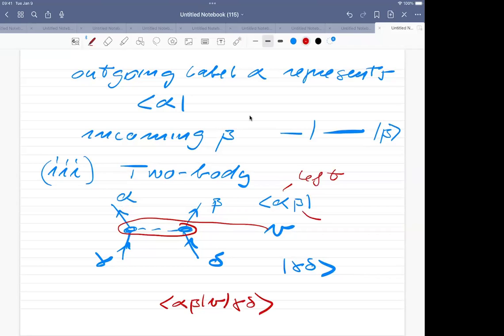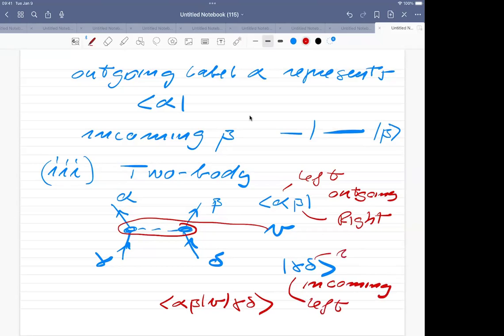So this is beta, and then beta is the right term in the diagram. So this is the outgoing state. And this is the incoming. And again, you see that gamma is to the left and delta to the right. So we say that we have an incoming two-body state and an outgoing two-body state. And then we have a specific ordering. From that ordering which you see here, you can read off the analytical expression, which is this one. So these are just notations.